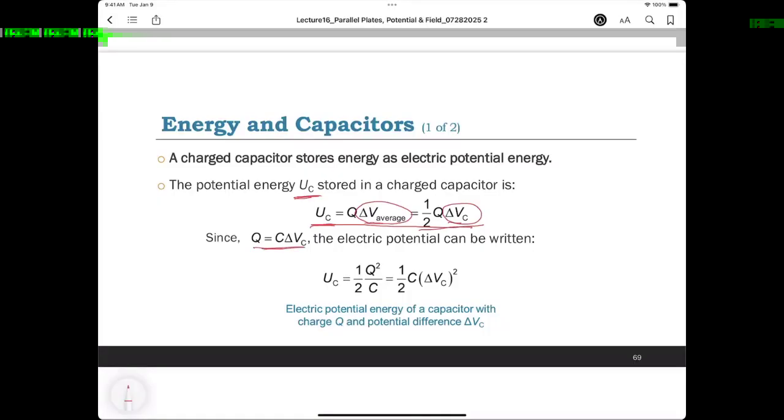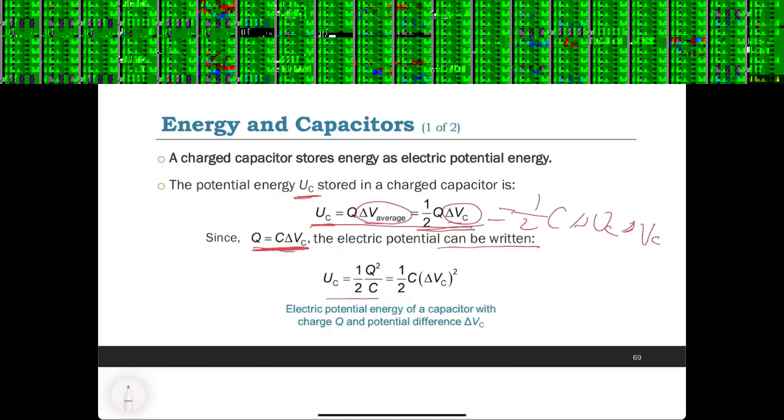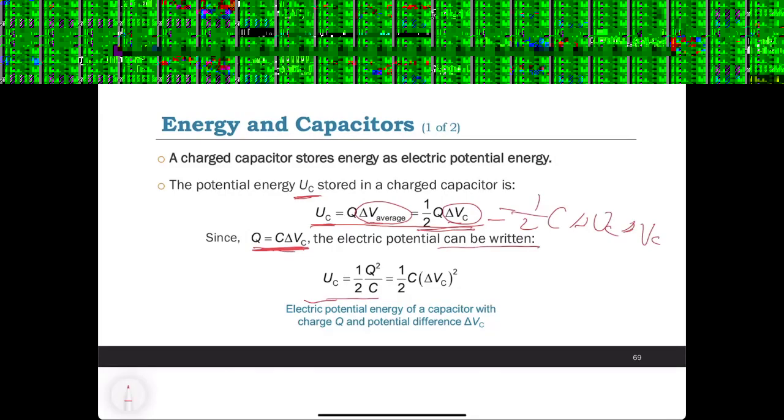Since Q equals this equation we just talked about, the electrical potential energy can be written this way. Because delta VC equals this one and Q equals this one, it becomes half C delta VC squared. This is the relationship between the electric potential energy, the charge Q, and the potential difference delta VC. Does that make sense to you? Okay.